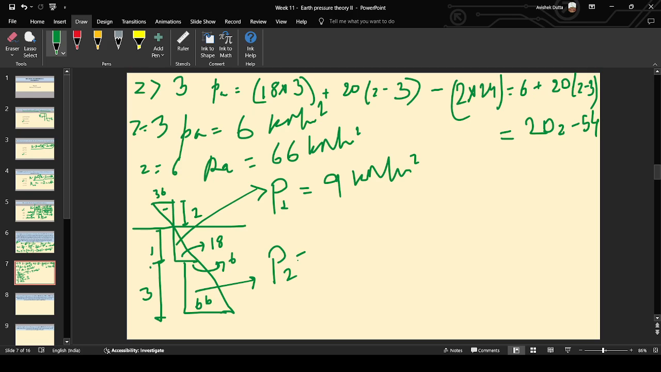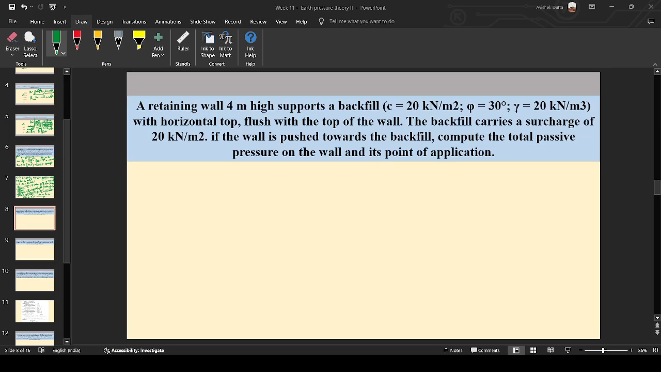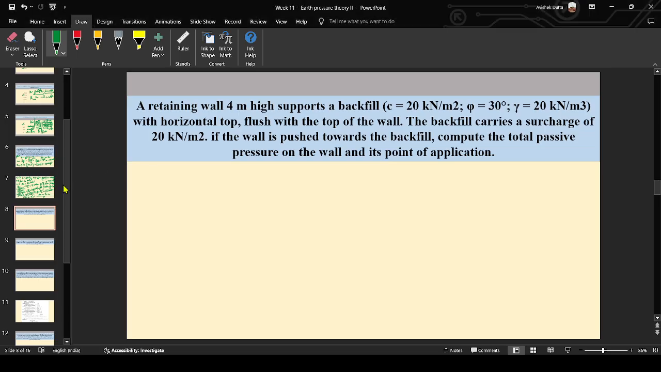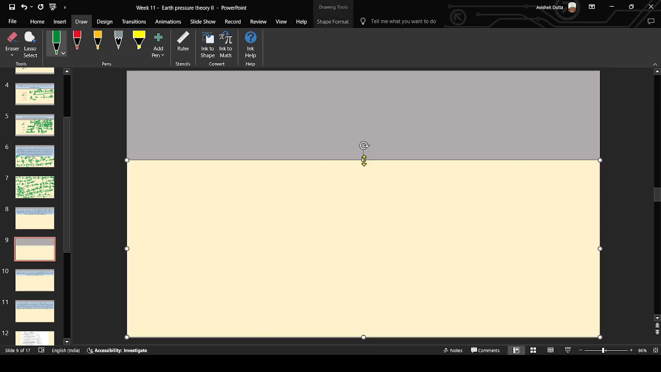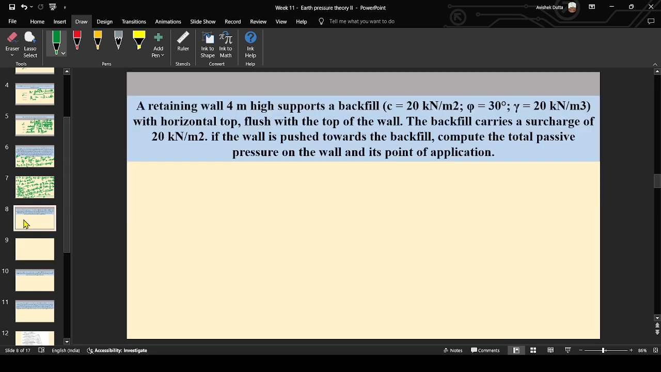Next question. Yes, I'll again retaining wall top of this.